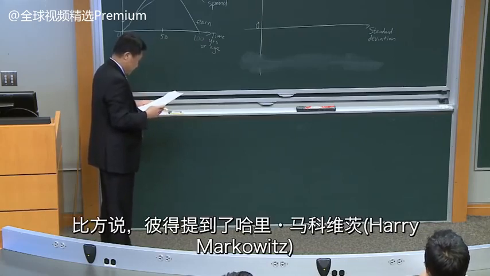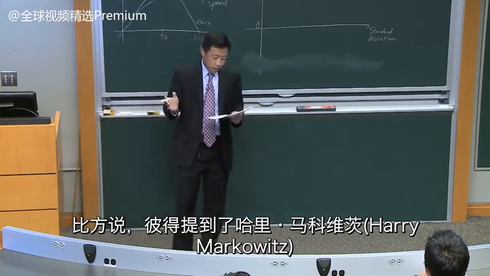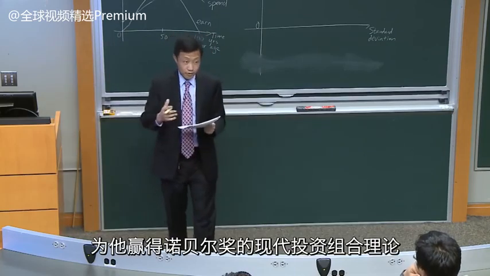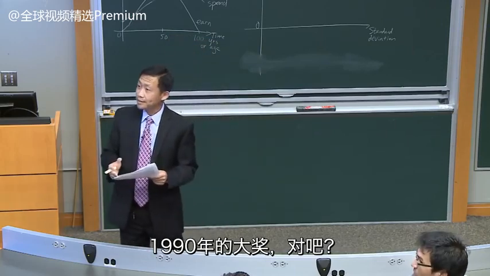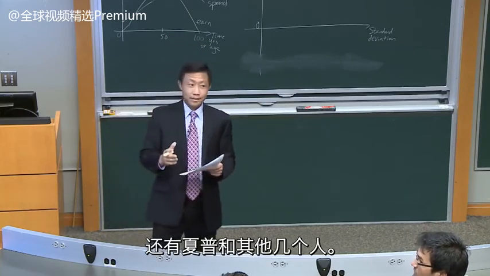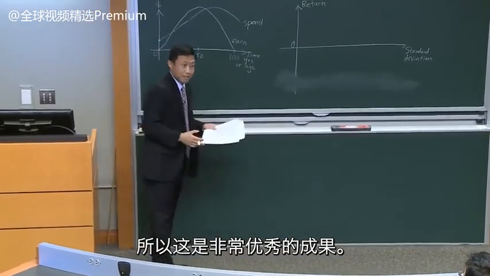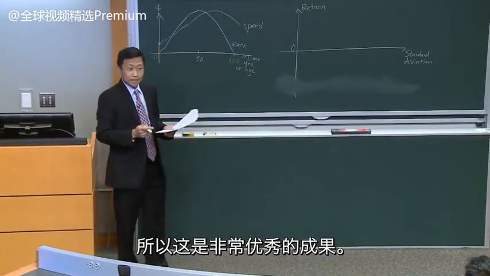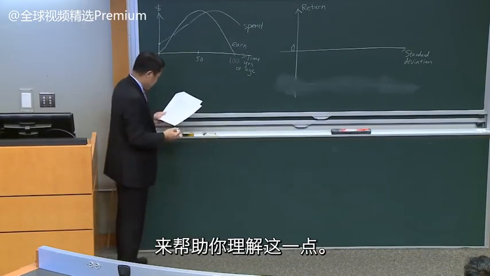So let's say, so Peter mentioned Harry Markowitz's modern portfolio theory, which won him the Nobel Prize in 1990, along with Sharpe and a few others. It's a very elegant piece of work. Today I will try to give you some special cases to help you understand that.